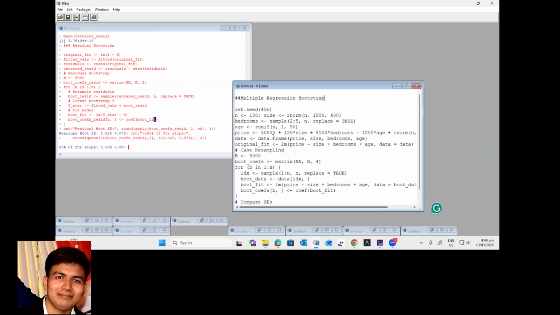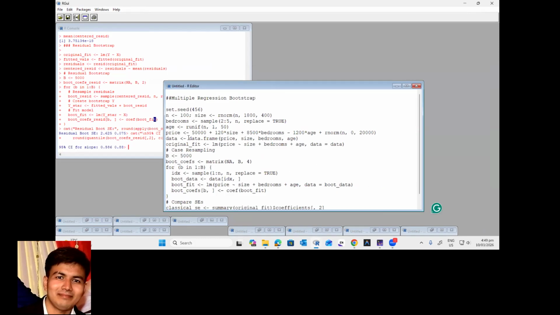So here what we are going to do, in this code, we are going to define n equals 100. Okay, number of observations that we are going to take, and the size. In that one, we generate 100 random numbers from a normal distribution with mean 1800 and standard deviation 400. This variable represents the floor areas of the houses in square feet.